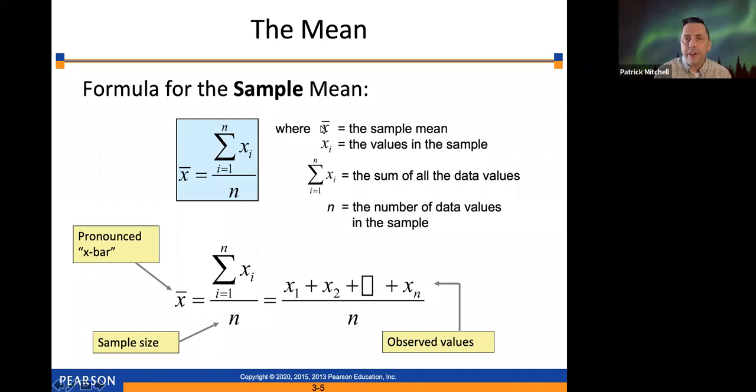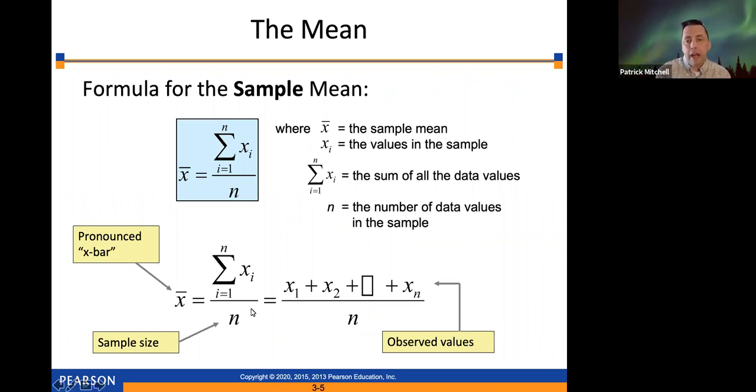So notation for the sample mean, X bar is used for the sample mean. X sub i are used for the values in the sample. So X1, X2, X3, etc. This symbol here is the Greek letter sigma, and in math that means add. So when you see a sigma and then this X sub i, it means add up all of the X sub i's, all of the values in the data set. And then n is the number of data values in the sample.